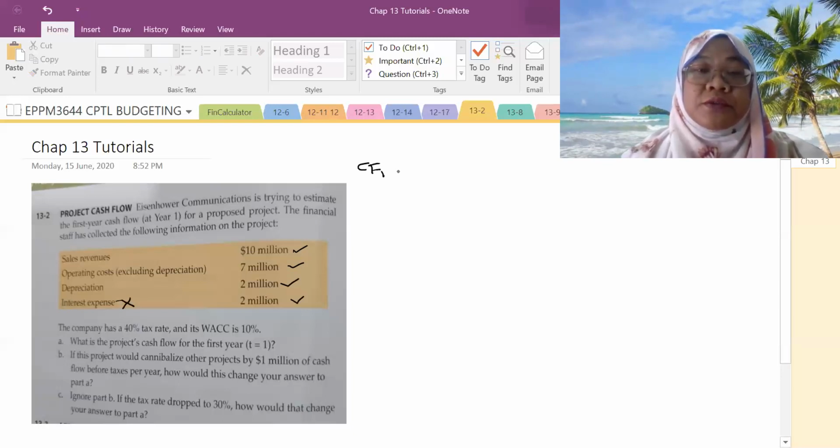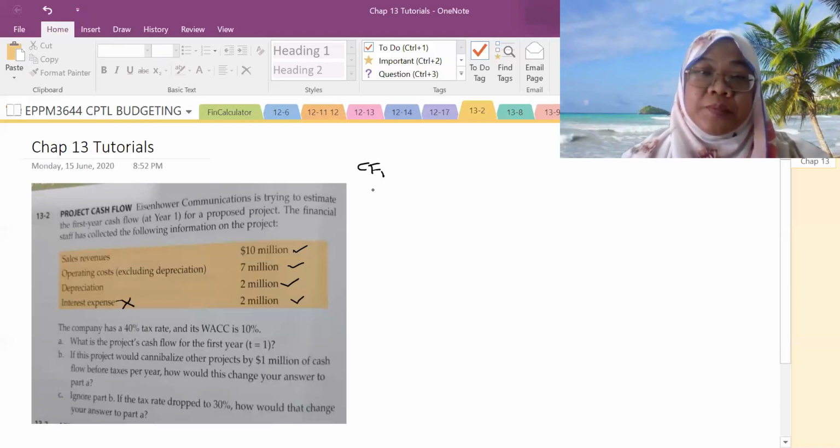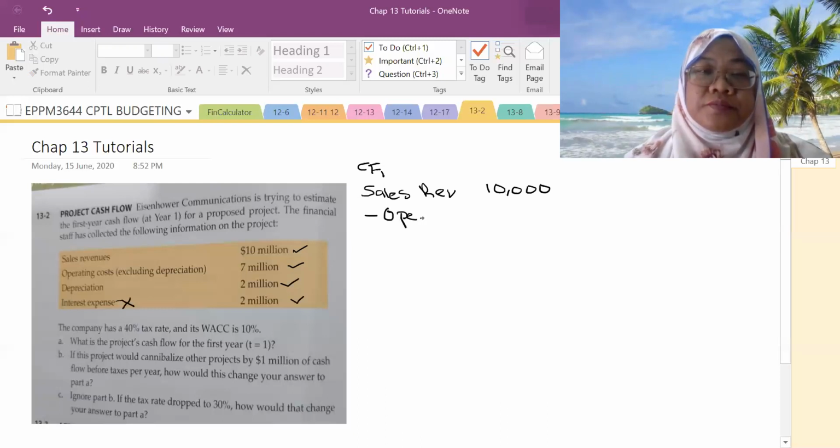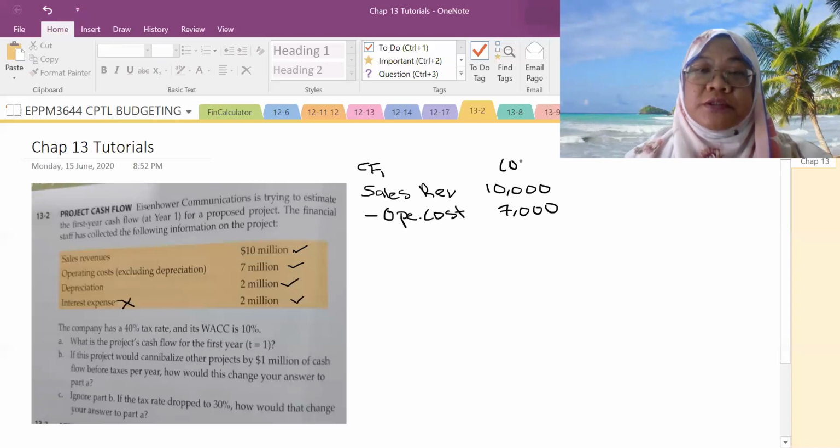Right. So CF for year 1, maksudnya kalau kita tengok daripada contoh pengiraan sebelum ni, kita ada sales revenue. Sales revenue, 10 million. Kemudian ada operating cost, so minus operating cost. Okay, so that is 7 million. So say this is in 1,000.